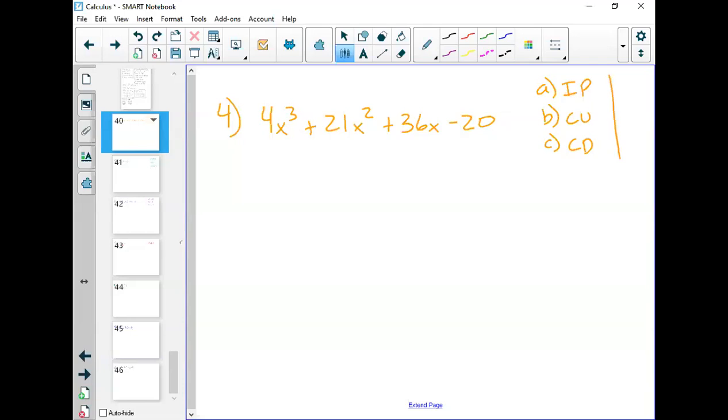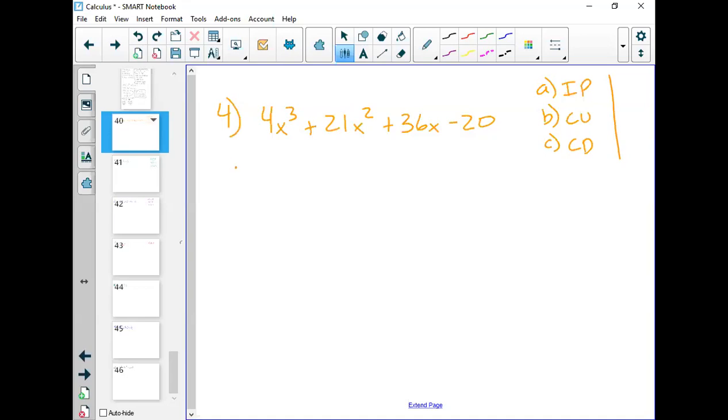So starting with number 4, the instructions I have over here on the right side: Part A, Part B, Part C. Part A is going to be to find inflection points. Part B is asking for the interval where the function is concave up, and then C where the interval is concave down. So seeing as those are all second derivative things, I can just start taking the derivative.